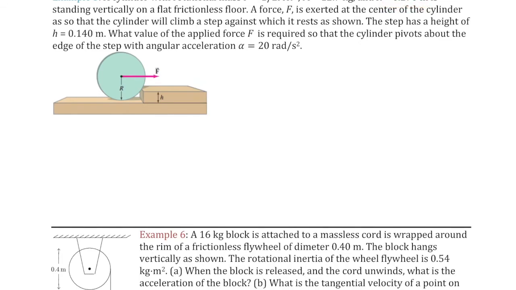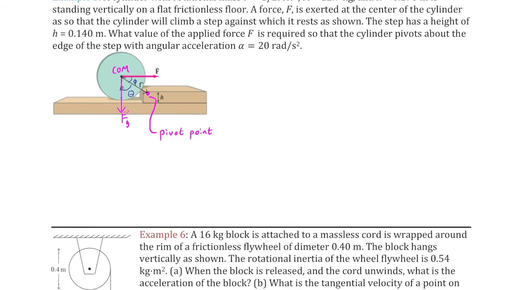all right, kind of to scale in the picture. What value of the applied force is required so that the cylinder pivots about the edge of the step, so here's going to be our pivot point, with an angular acceleration of 20 radians per second squared, okay? Because we can make it pivot faster or slower, but we're specifying we want to pivot at this particular rate. Okay, well, let's see.